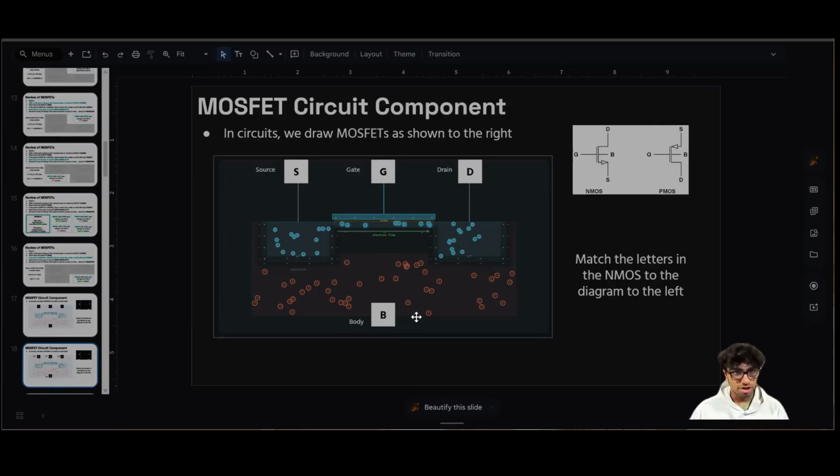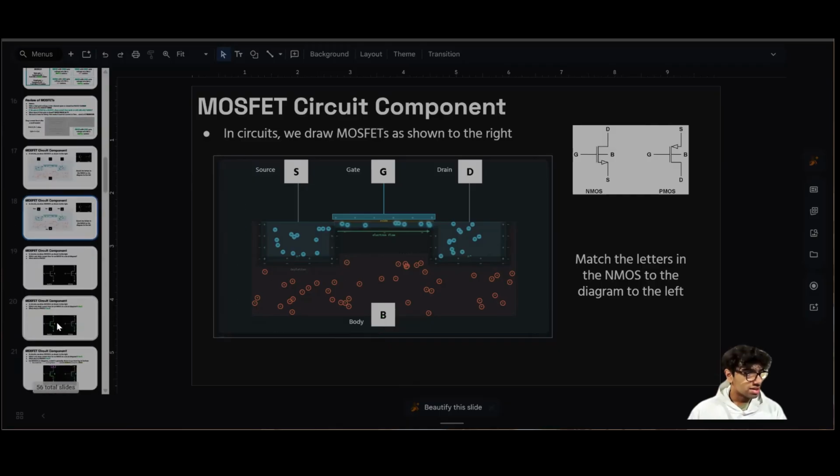B refers to the body or the bulk of the transistor. Generally speaking, this is connected to the source directly, but sometimes people do different things, and so it's important to know that it exists. But generally, we'll consider transistors or MOSFETs as a 3-terminal device, not a 4-terminal device.